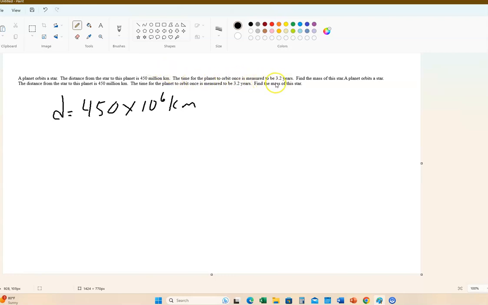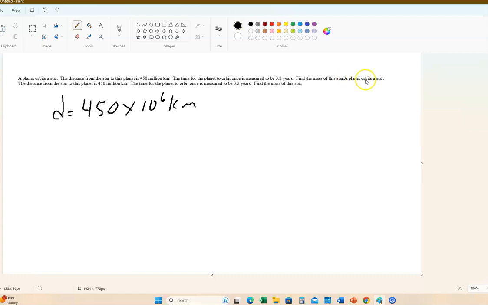The time it takes for the planet to orbit once is measured to be 3.2 years. Find the mass of the planet. Let's see. Find the mass of this, sorry, find the mass of this star.